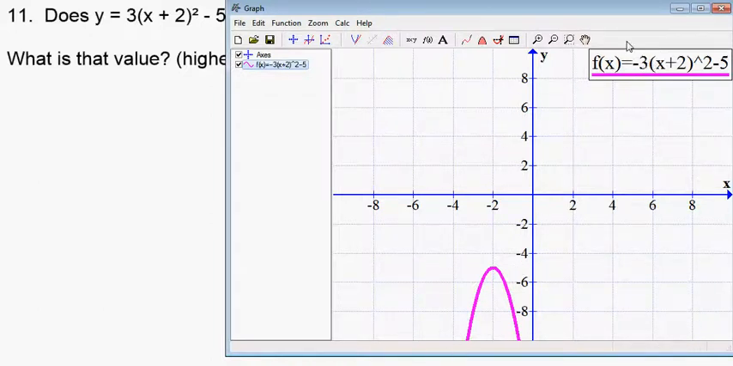If I have a negative sign here, I actually end up with a maximum value. This is the highest point that this graph will ever reach. It never gets above negative 5. So I can use that in answering my question.